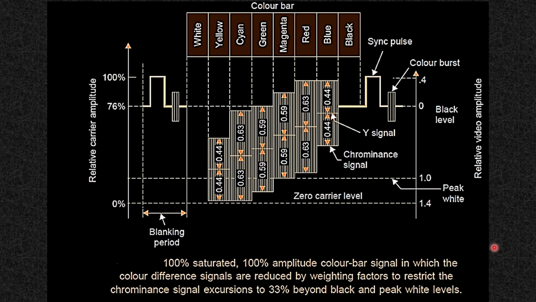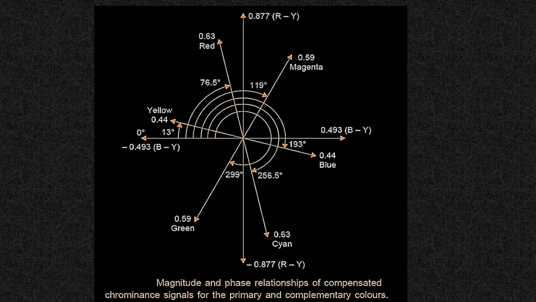Whatever you are doing in this particular b minus y signal, you are doing u is equal to 0.493 b minus y, and v is equal to 0.877 r minus y. These factors will be called weighing factors, and these signals will be called the weighted signals to avoid the over modulation. Now we can see the magnitude and phase relationship of compensated chrominance signals for primary and secondary colors.